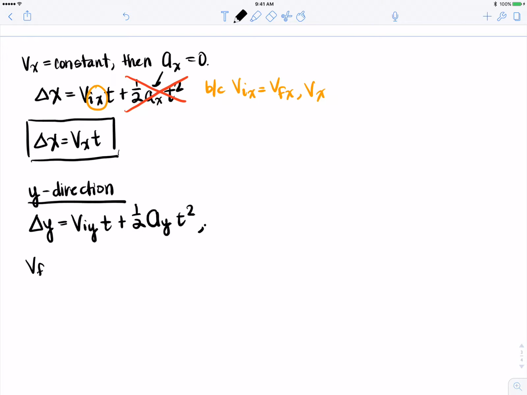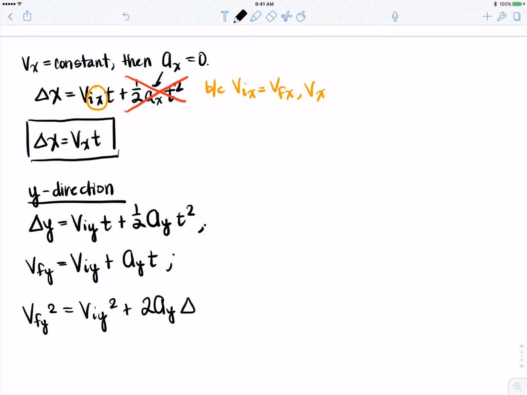We also have v sub fy equals v sub iy plus a sub y t. And finally, v sub fy squared equals v sub iy squared plus 2 a sub y delta y.